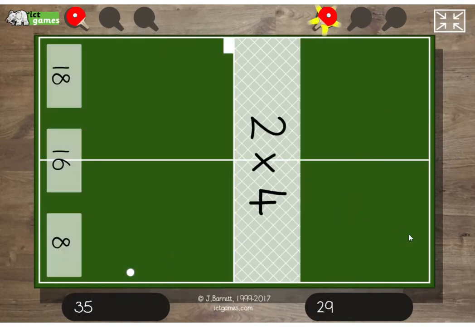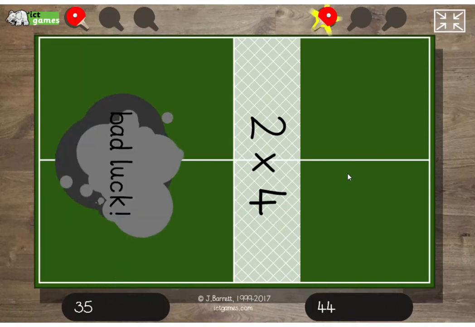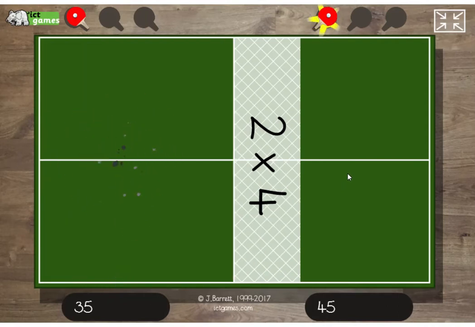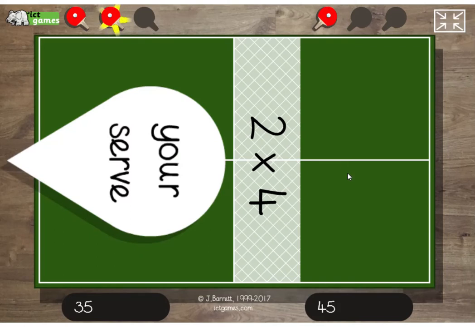So I won't play that one in front of you, but you can have a go at that if you fancy it, especially the year 2s, because year 2s, we need to know our 2, our 5 and our 10 times table by the end of this year. So it's a real definite one for us.